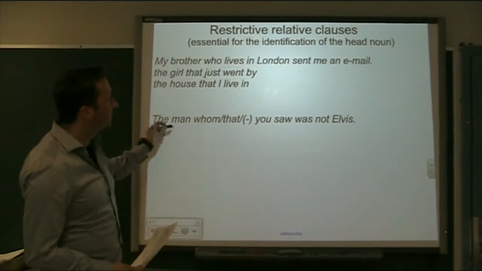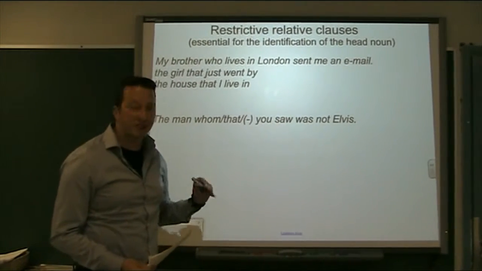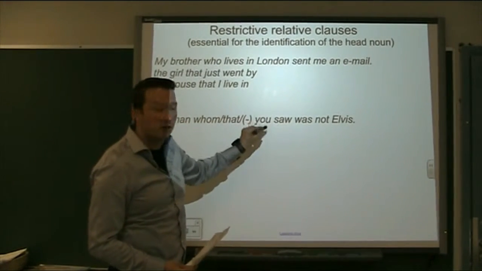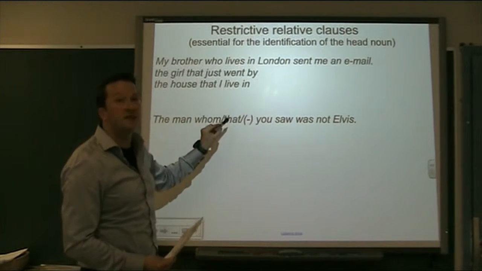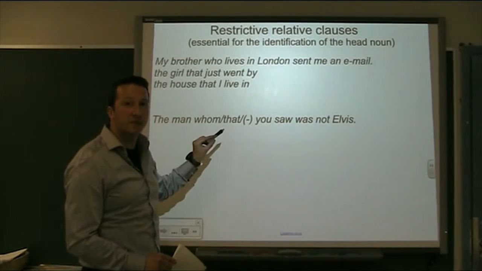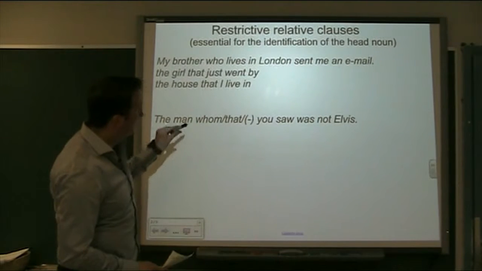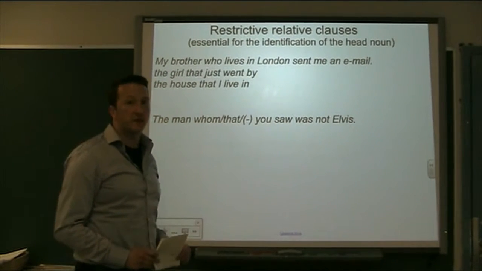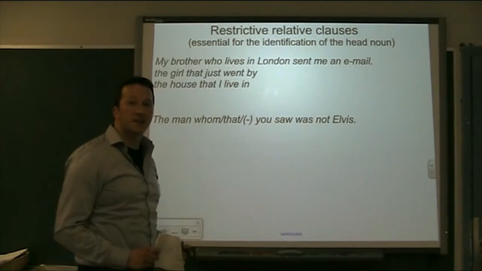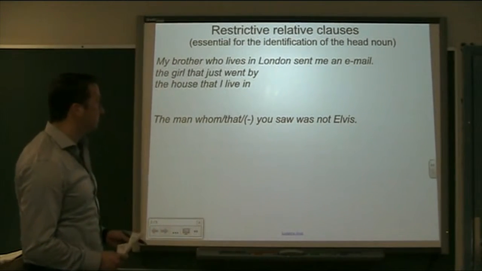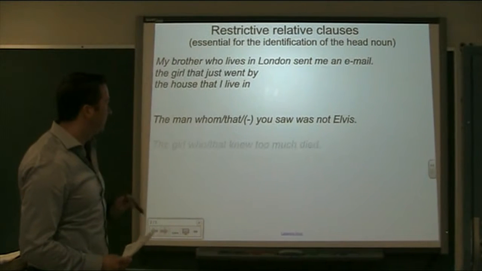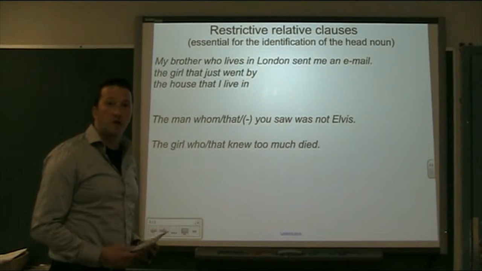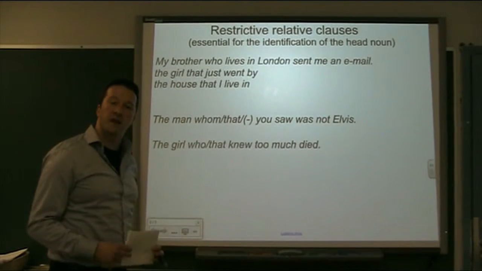We can say the man you saw was not Elvis, because in this relative clause we have another subject and it's you. This relative pronoun over here is in object position and it can be omitted. If we want to, we can use the whom or that there as well, of which that is less formal. In this example, we cannot, however, omit the relative pronoun because it's in the subject position of that relative clause.